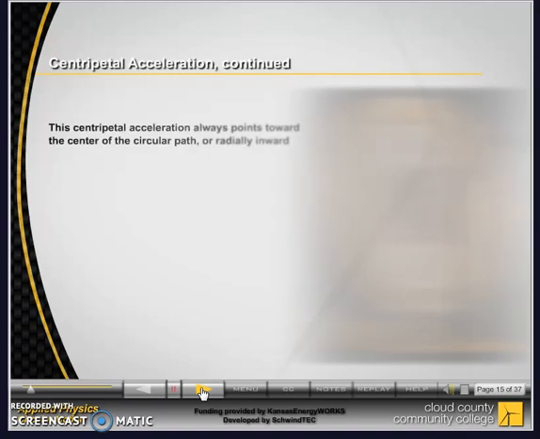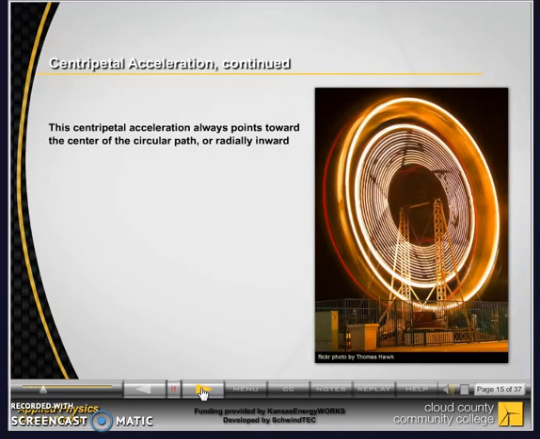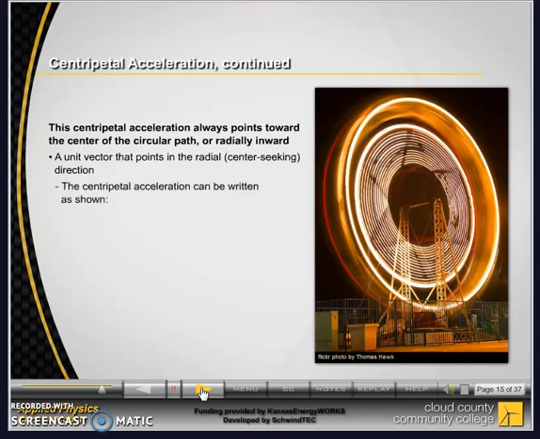Remember that this centripetal acceleration always points toward the center of the circular path, or radially inward. This is a unit vector that points in the radial direction. Then the centripetal acceleration can be written as shown.